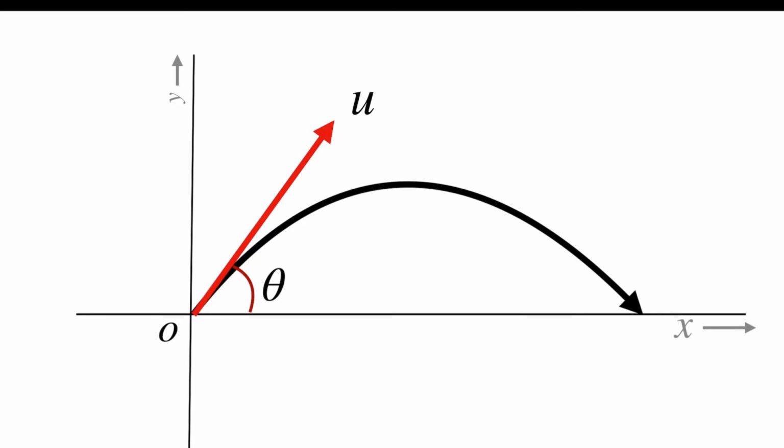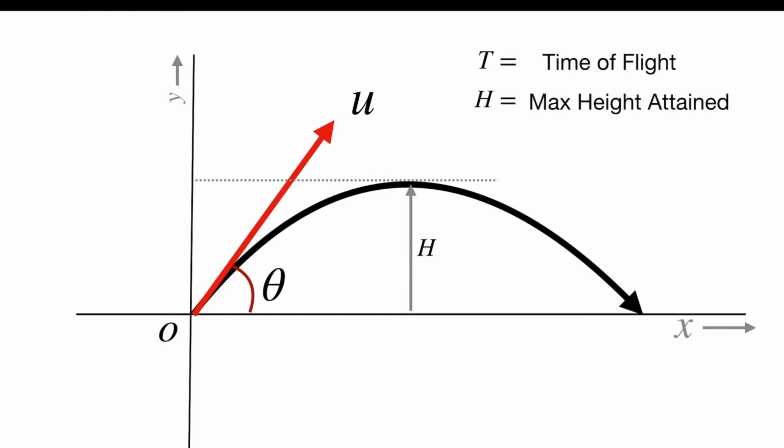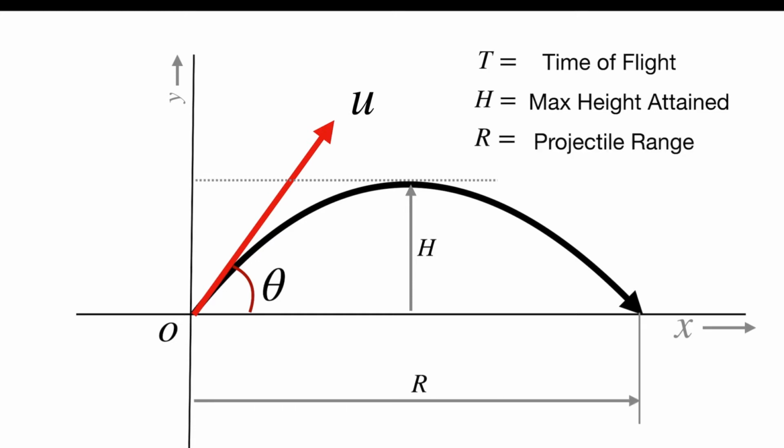We are going to analyze this motion with respect to time of flight, the time for which this projectile remains in the air. The next is the maximum height attained by this projectile, and the third one is the range. Range is the distance traveled by the projectile in horizontal direction before it hits the ground.